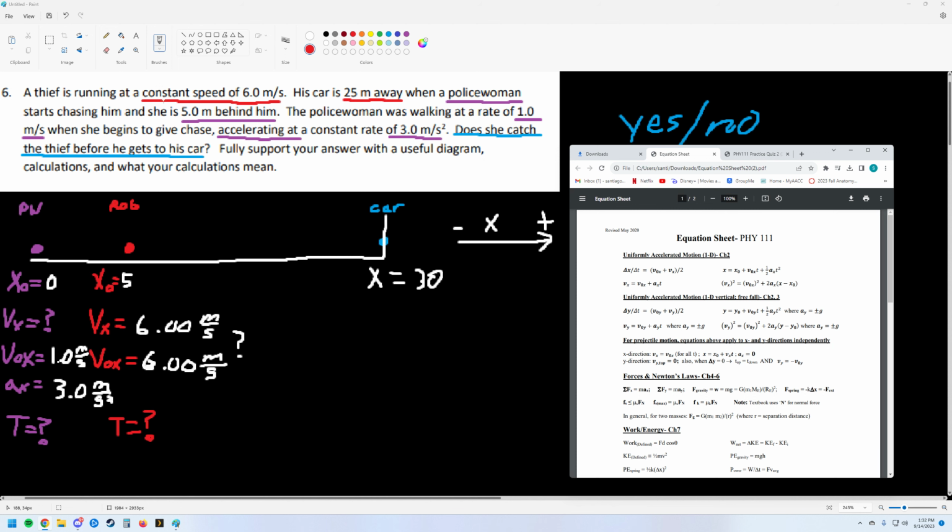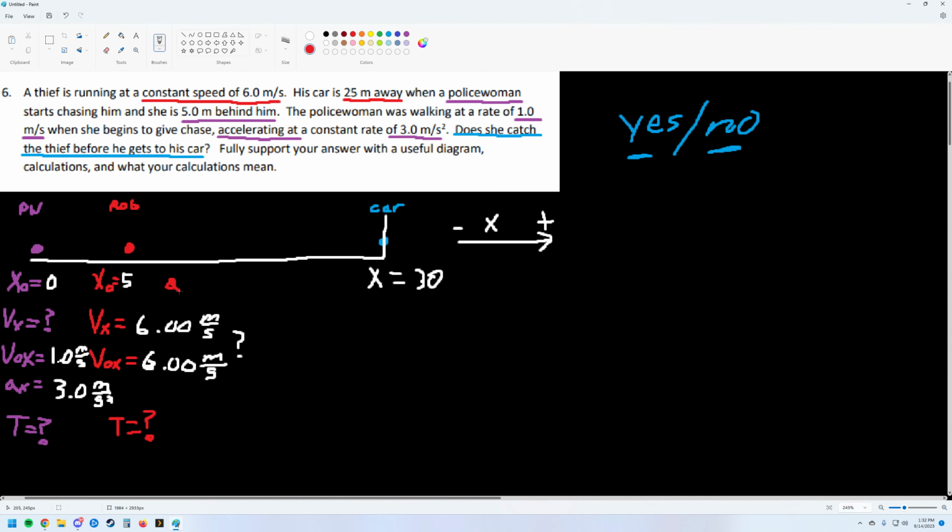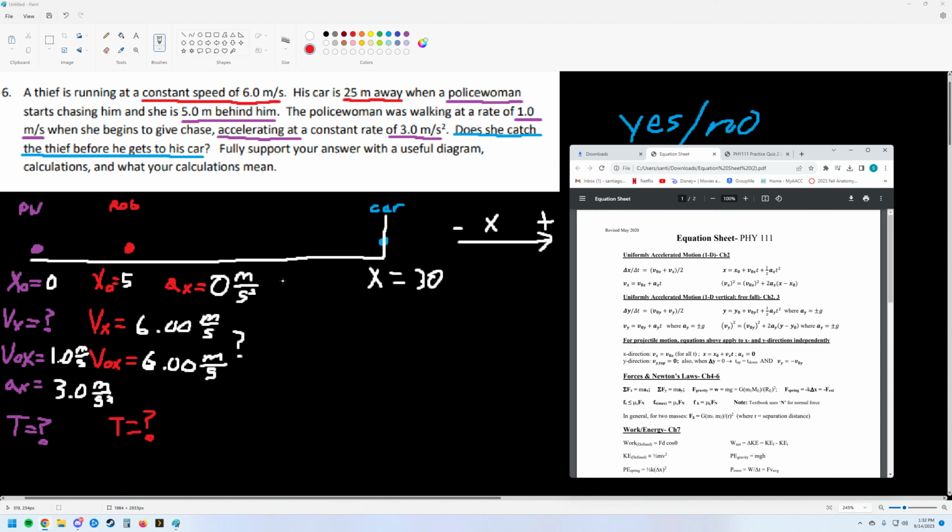He's got a constant speed of 6.0 meters per second. If he's got a constant speed, I'm going to assume that his acceleration is a big fat 0 meters per second squared. Right? Because if he's not changing, easy.